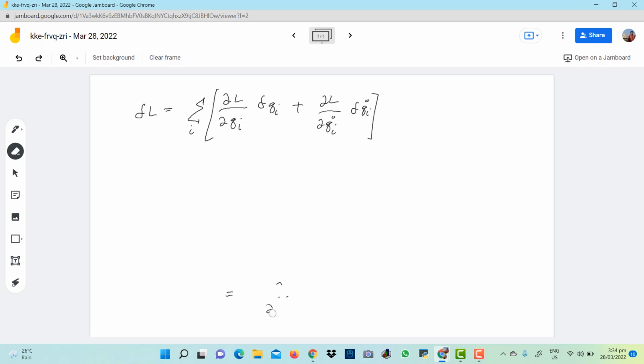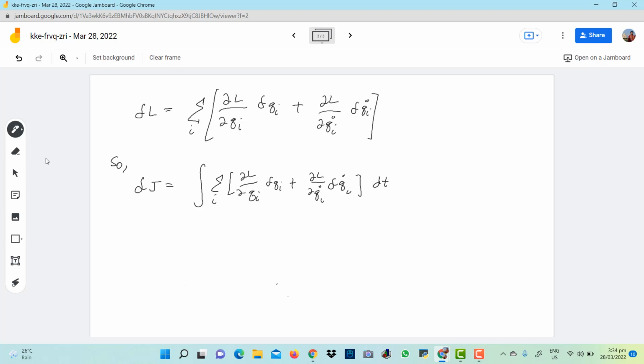So, therefore, the delta J is equal to this. So, therefore, my delta J, the change in J, is equal to the integral. Ako lang na i-substitute, no? Summation of i's, okay? Partial L, partial Qi's, delta Qi's, plus partial L, partial Qi dot, delta Qi dot, dt integrated from initial time t1 to time t2, which we equate to 0.